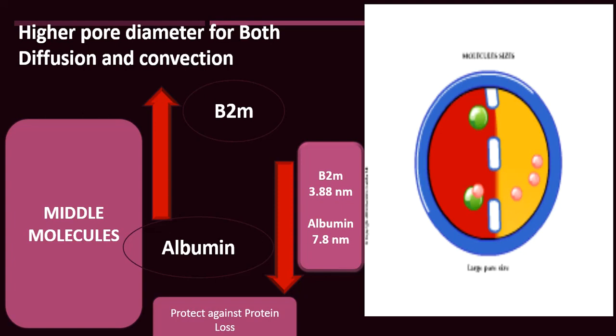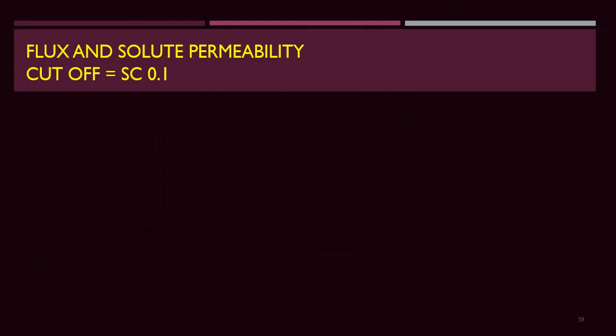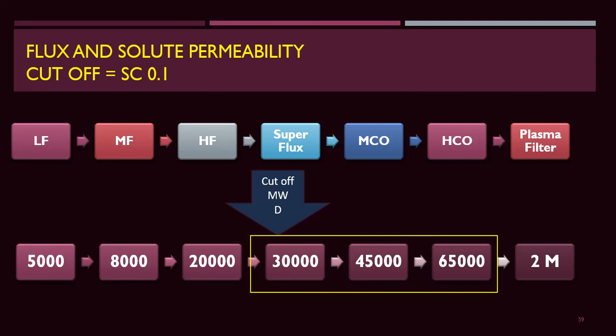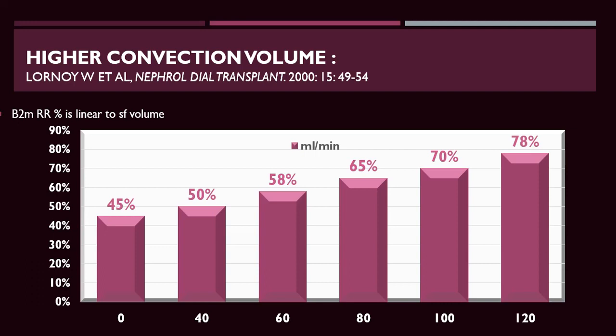Increasing the dialysis membrane flux and the convection therapy in hemodiafiltration improves the removal of beta 2 microglobulin. Increasing the flux increases the rate of removal not only of beta 2 microglobulin but also of the cytokines produced in the body, to prevent beta 2 microglobulin amyloidosis. So higher convection volume is associated with higher removal of beta 2 microglobulin. This explains why hemodiafiltration is better than high flux in the removal rate of beta 2 microglobulin.